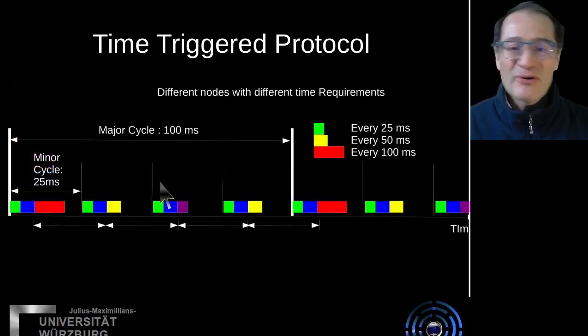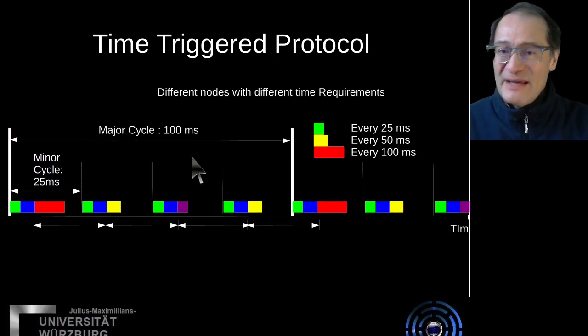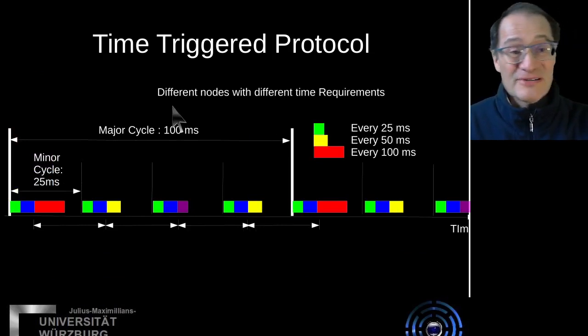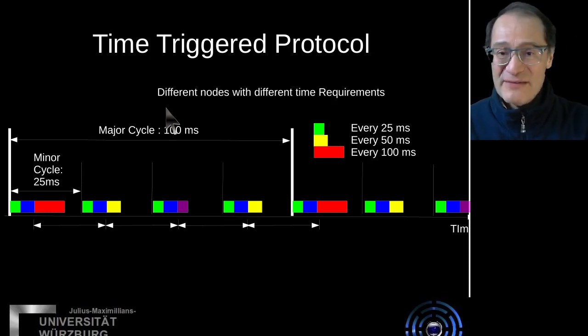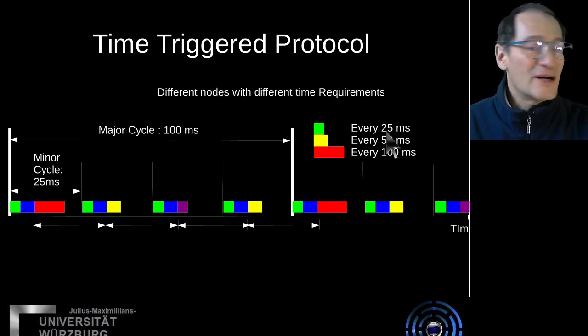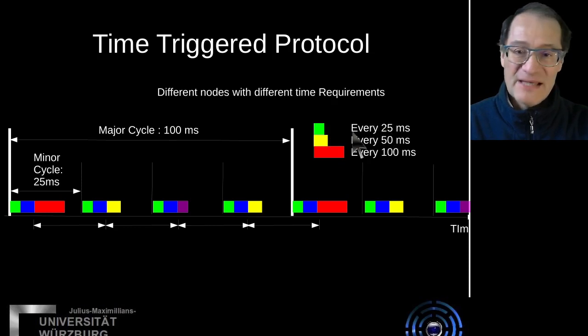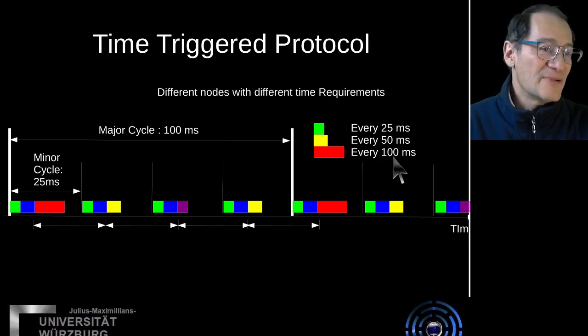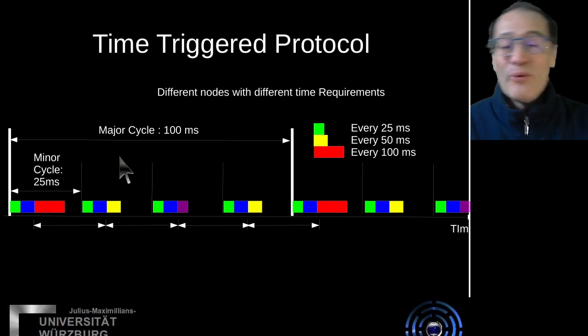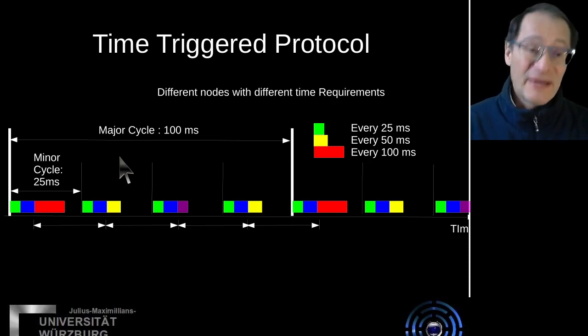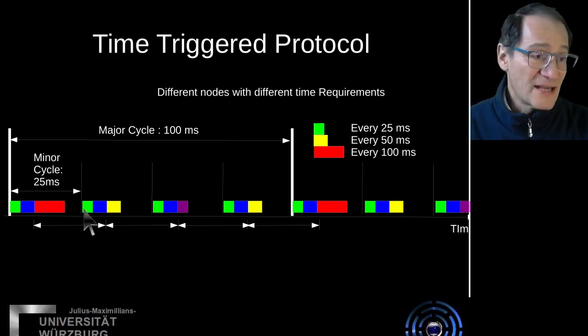A little bit more complex is, for example, nodes might differ. Some nodes might require more bandwidth, more communication than others. For example, the green one requires to send data every 25 milliseconds. The yellow one requires every 50 milliseconds, and the red one requires every 100 milliseconds. So we have to create a major cycle where everything will be repeated on a minor cycle which can be different from minor cycle to minor cycle.